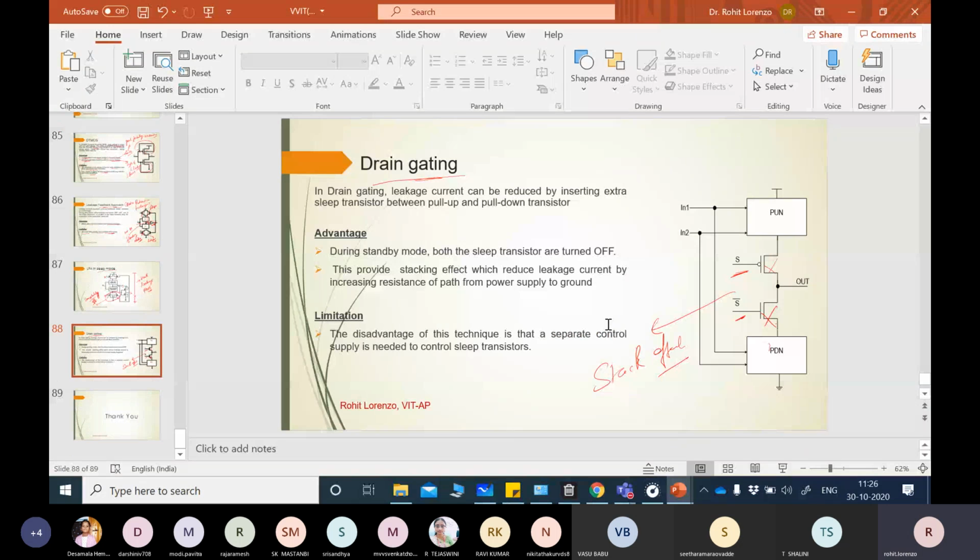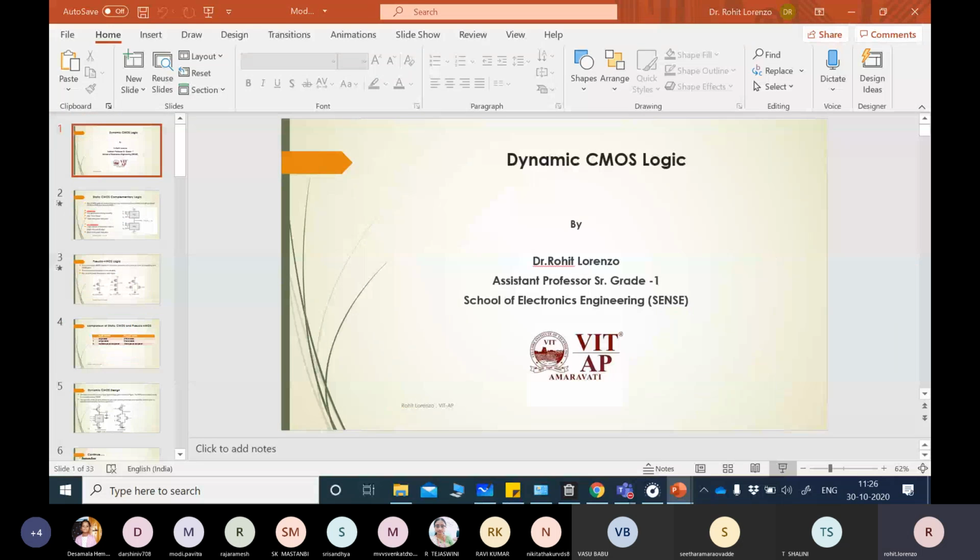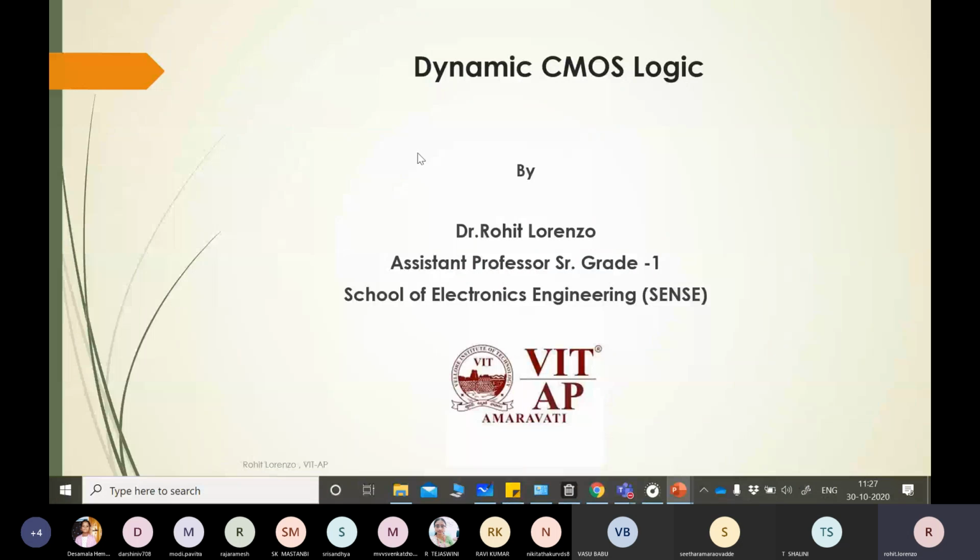Okay, I will start dynamic logic. So dynamic CMOS logic. We also study dynamic CMOS circuits in digital IC design. There is one subject, digital IC design, which MTech VLSI students normally study, and we also study this concept in low power because dynamic CMOS logic is also used for minimizing the power dissipation. So now we'll start the dynamic CMOS logic.